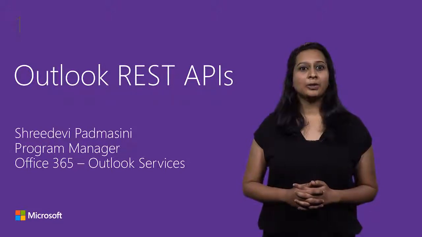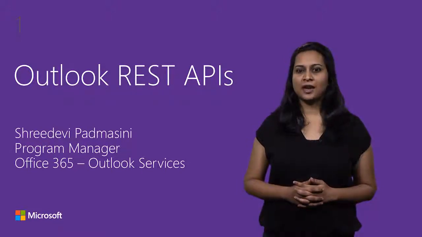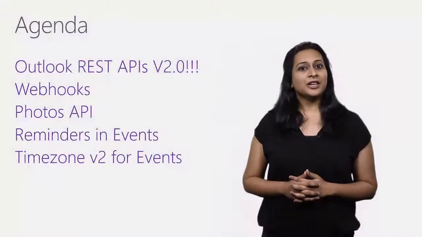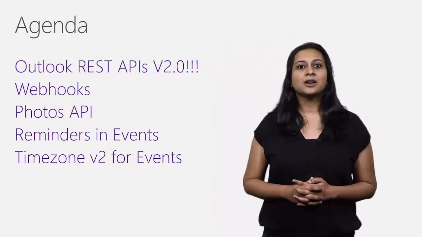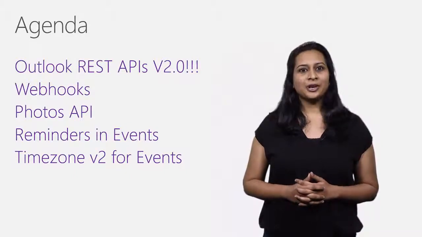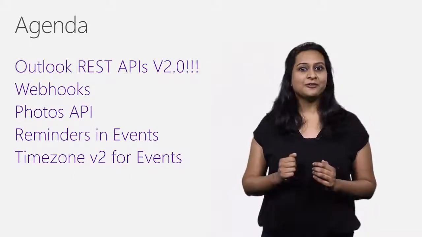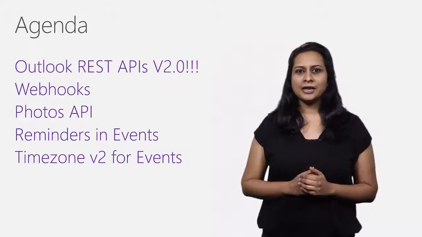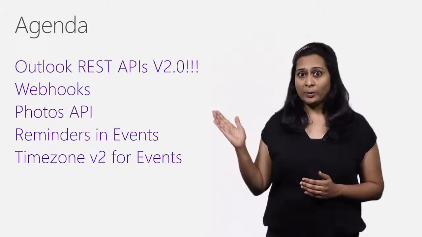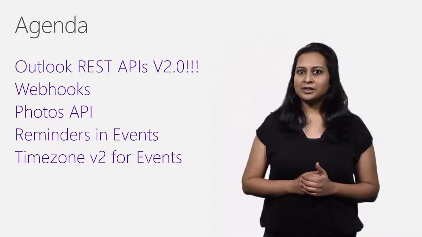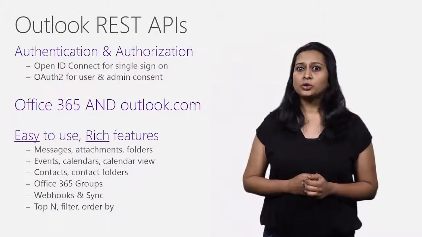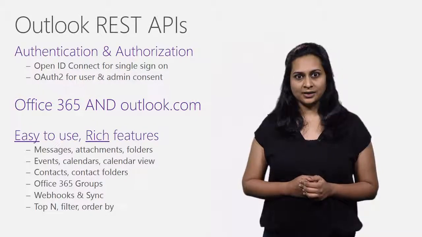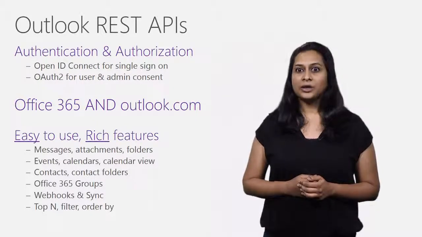In this video, I'm going to show you what exciting features we have lined up for you in V2 of the Outlook REST API. We introduced the Outlook Mail, Calendar and Contacts API for general availability a year ago. Today, we are announcing the V2 endpoint with some great features. We will look at some key updates we have added to this endpoint like webhooks, Photos API, reminders, and Time Zone V2. As with V1.0, V2.0 also uses industry standards, JSON, OAuth, and OData v4.